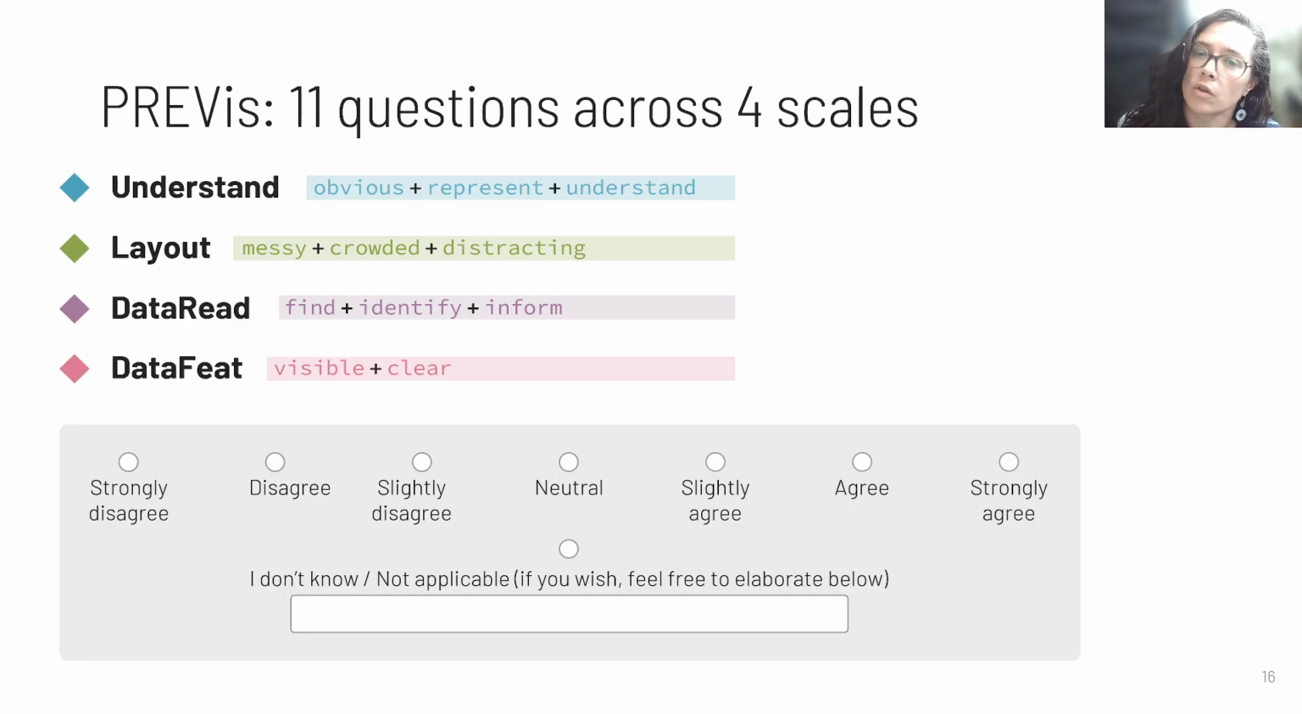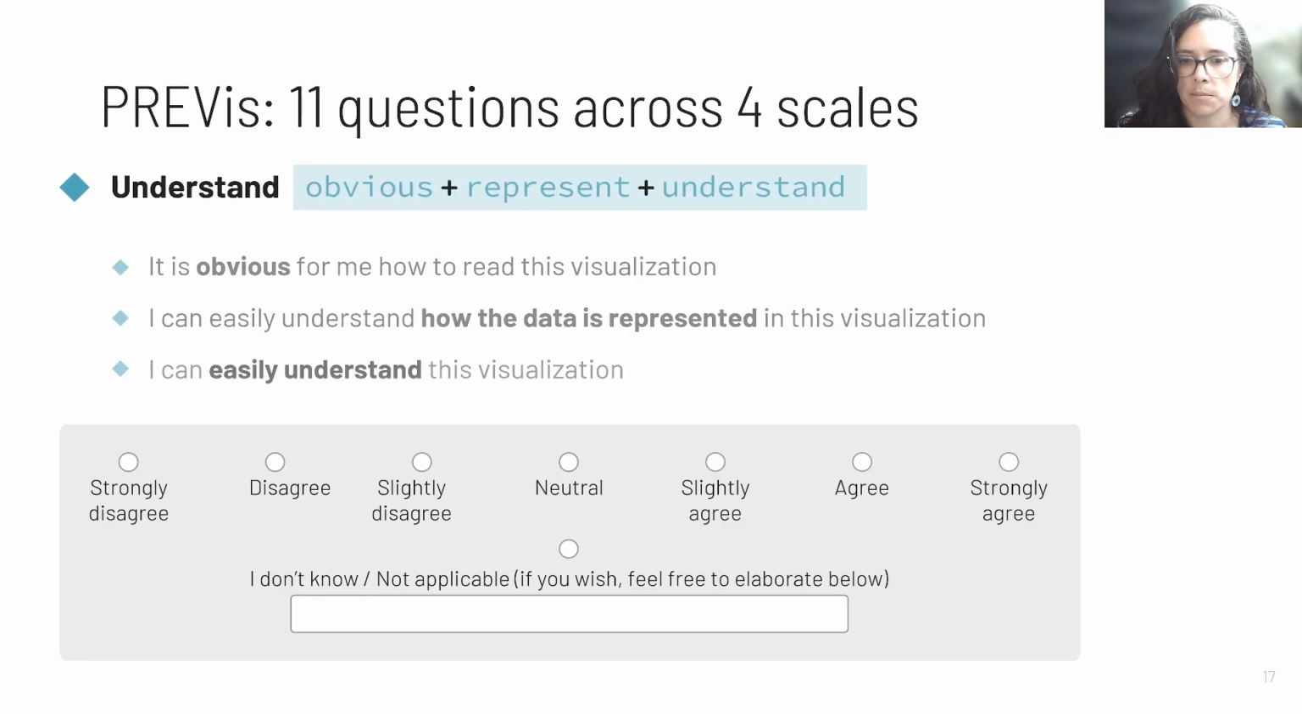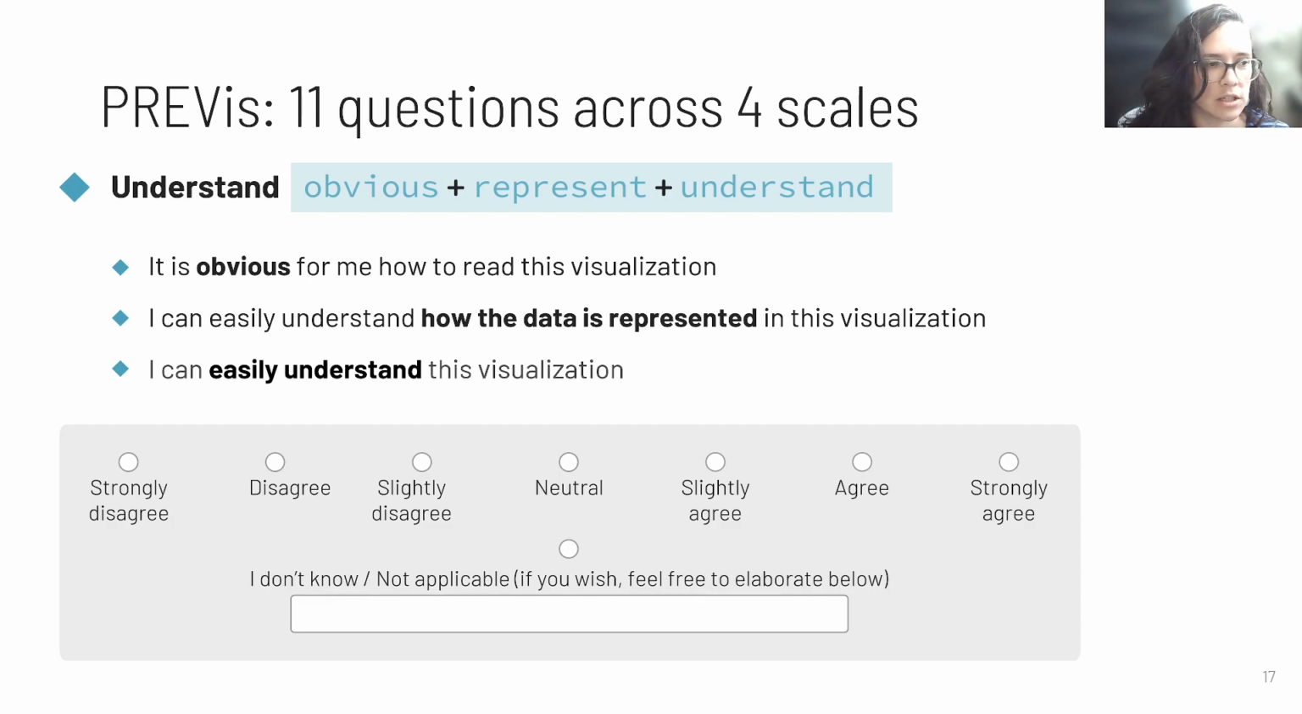Scales are used as indicators of something we cannot observe directly, a latent variable, in our case, perceived readability. Each scale in PREVis reflects one of the 4 factors we discovered during the exploratory study and then confirmed during the validation study. The understand scale, the first one, relates to being able to make sense of the visual encodings. I'm going to pause now to let you read the sentences.